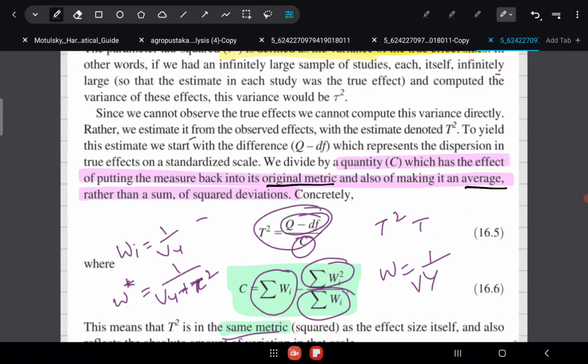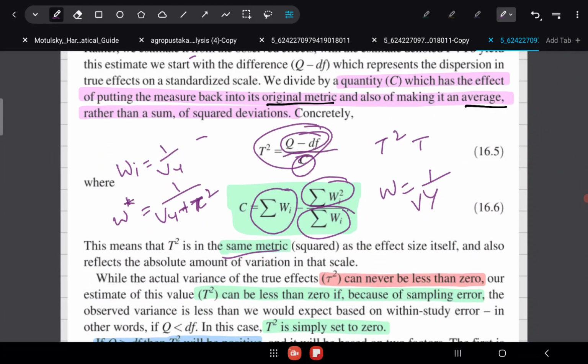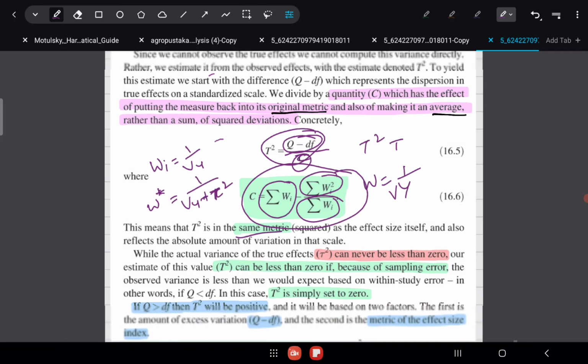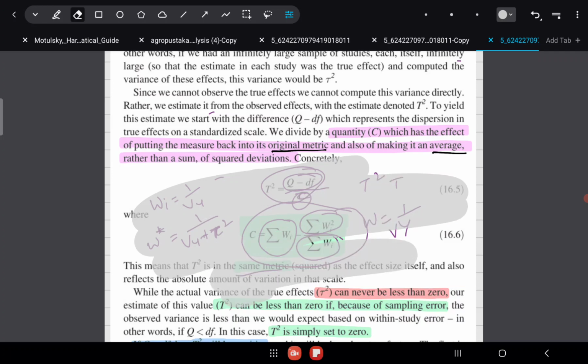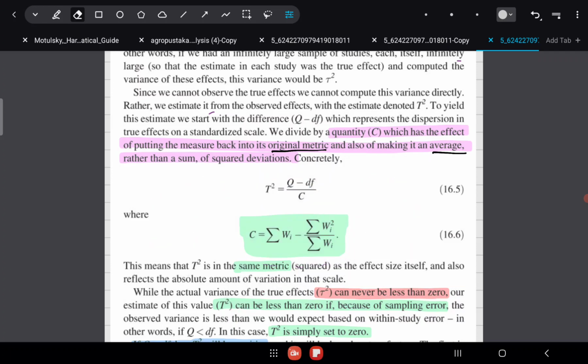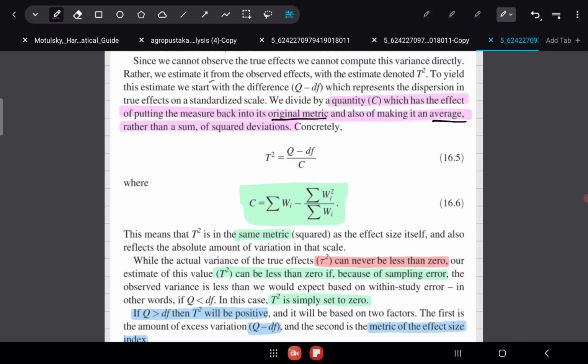So you have computed Q, then you computed df, then you have to divide by C, the quantity for which you will use this formula, right? So now the point is, imagine this Q minus df is less than 0. Imagine Q is 3 and degrees of freedom is 5. So Q minus df is obviously less than 0, right? The thing is that tau square can never be negative, even though Q minus df is negative in this case, like 3 minus 5 is minus 2, right? So if it is negative, you just take it as 0.